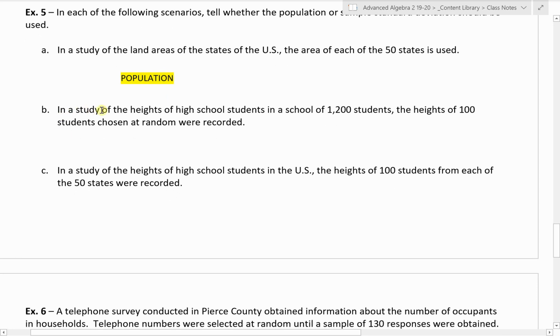In the next one, it says, in a study of the heights of high school students in a school of 1,200 students, the heights of 100 students chosen at random were recorded. Hopefully this one's pretty straightforward. If there are 1,200 students in the school, they select 100 at random, then this is clearly an example of a sample.